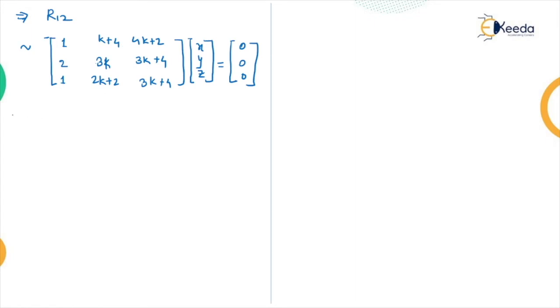Now we make the elements below the leading element 0, which means we perform R2 minus twice R1 and R3 minus R1. So how will it be done here? Let's see.